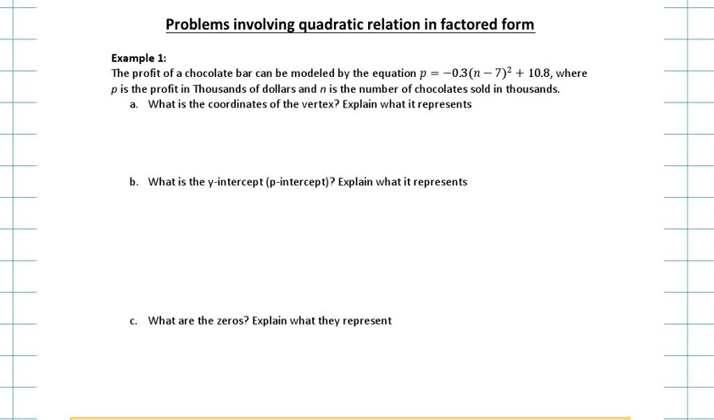Would it be 7 and 10.8? 7 and 10.8, that's correct. Remember, this is in vertex form, where you have a(x minus h) squared plus k. So the h and the k are your vertex. So the vertex is 7 and 10.8. Now the question is asking you, what does it represent?